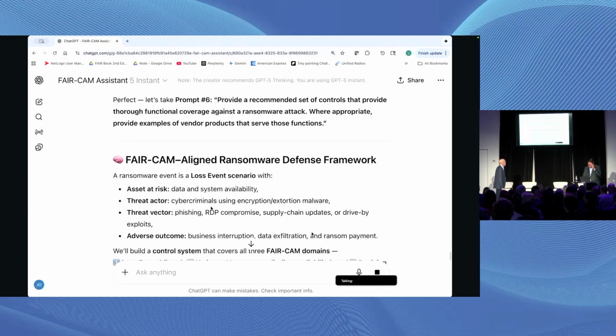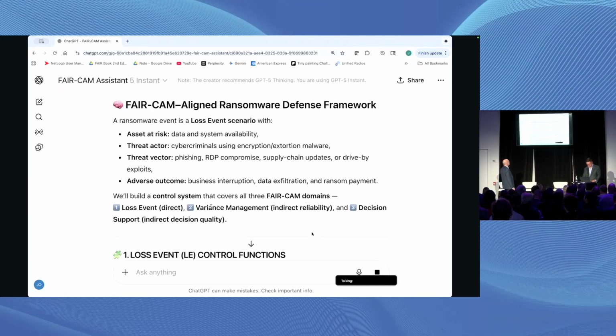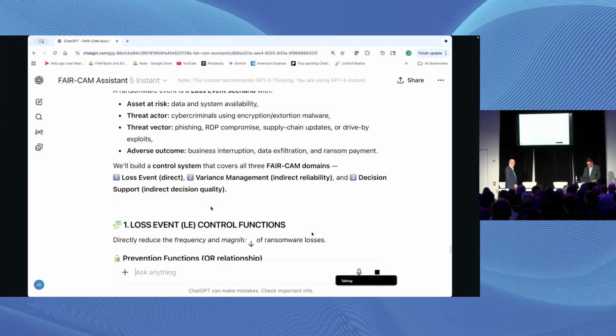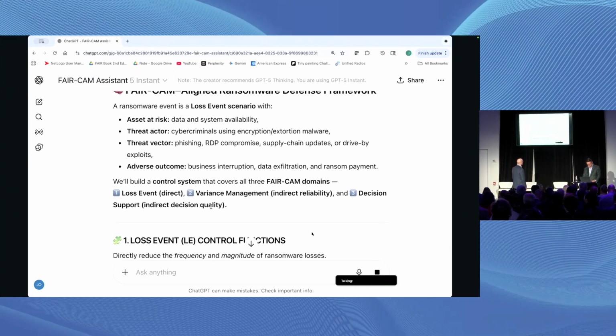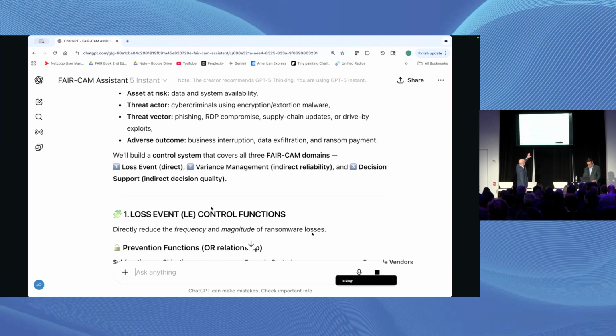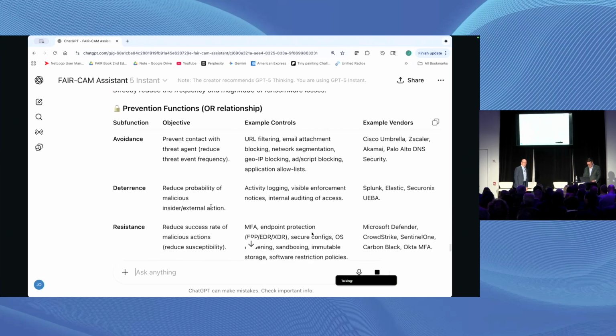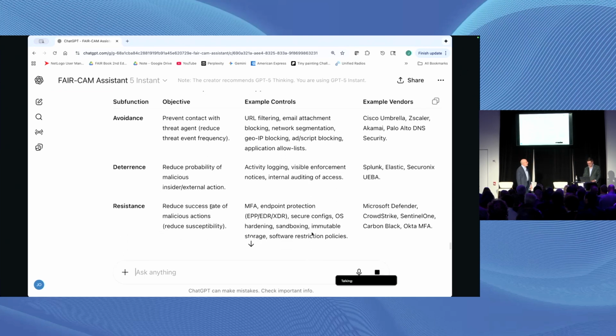Okay, so it gives you a FairCam-aligned ransomware defense framework. It defines the scenario, which gives the context for the recommendations it'll be giving. It'll go through, again, the loss event controls that are relevant to a ransomware scenario. And because we asked it to, it'll provide example vendors for each of the control functions.